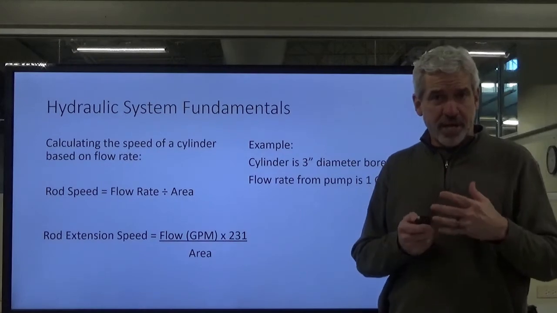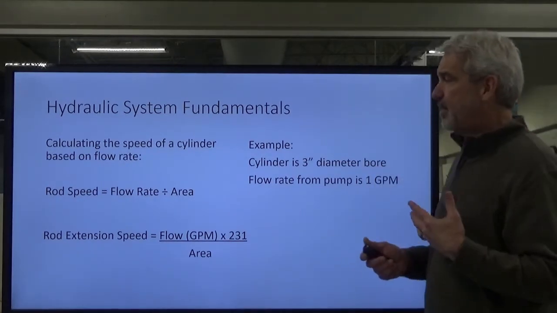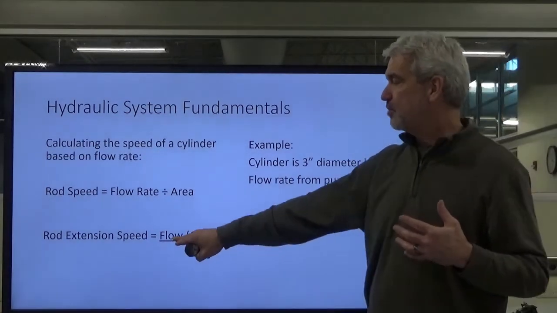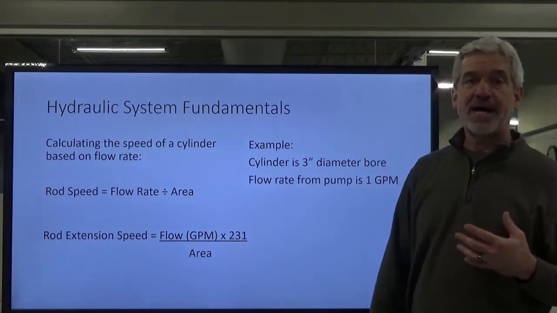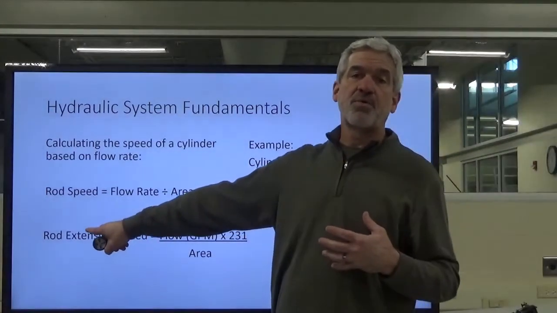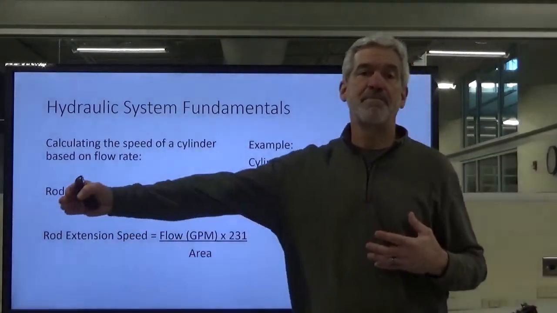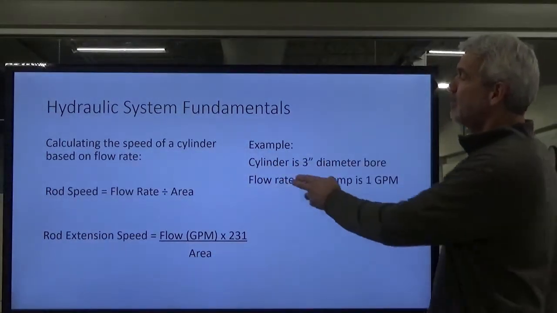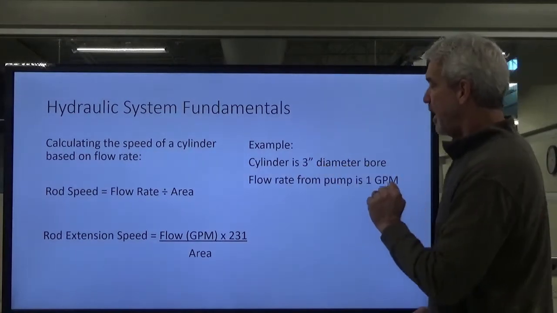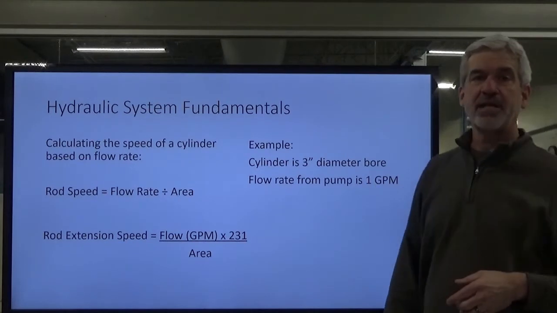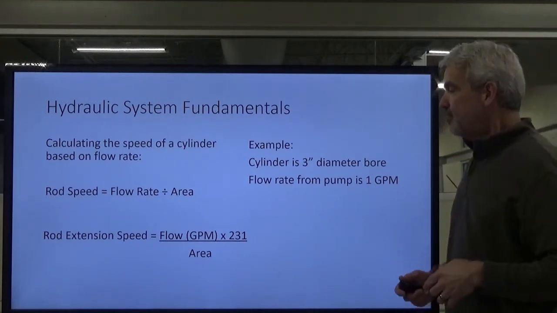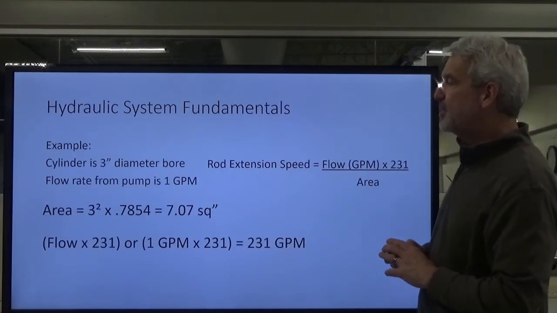So what we're trying to do now is calculate the rod speed, all right? Again, our formula is flow in GPM times 231, and then we divide that by our area, and that will give us the rod speed in inches per minute. All right, let's see how this flows. We've got a 3-inch cylinder and a pump that puts out a maximum of 1 gallon per minute. Let's do our math on this real quick.